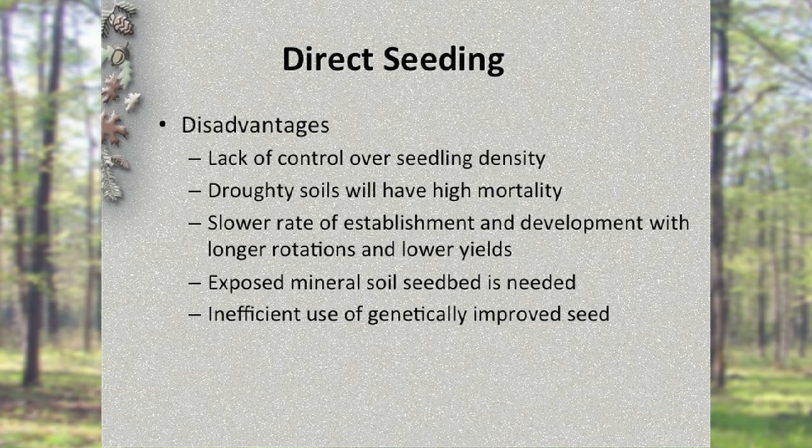Also, drier soils will tend to have much higher mortality in seed because the seed is on the surface of the soil, and there will be a slower rate of establishment and development, and it's typical to have longer rotations and lower yields. It's also an inefficient use, especially if you have genetically improved seed. It's much wiser to go with genetically improved seedlings rather than genetically improved seed.